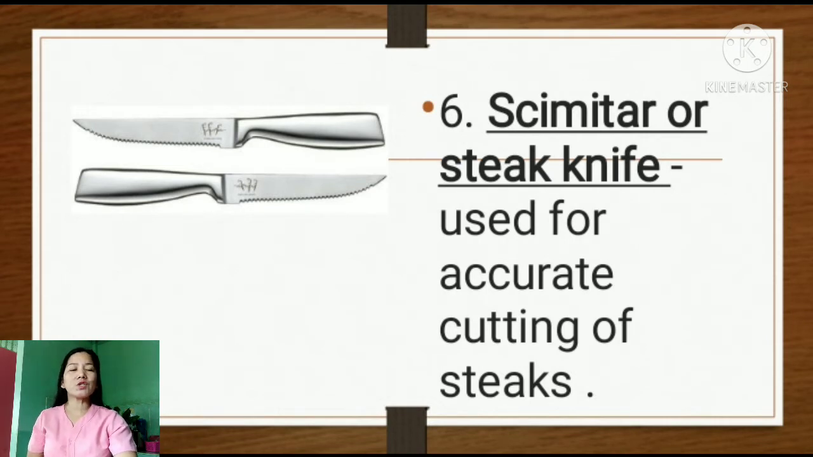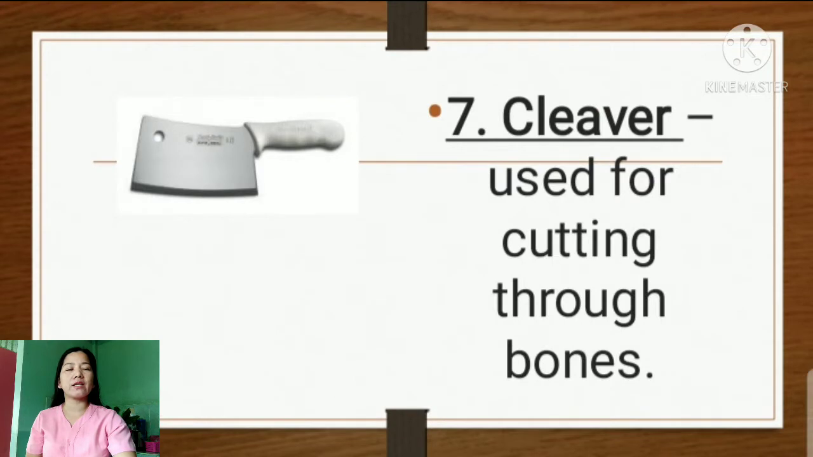Number seven, the last one, is what we call the cleaver. The cleaver is used for cutting through bones. So, pantad-tad, panghiwa ng mga buto is the cleaver used for cutting through bones.